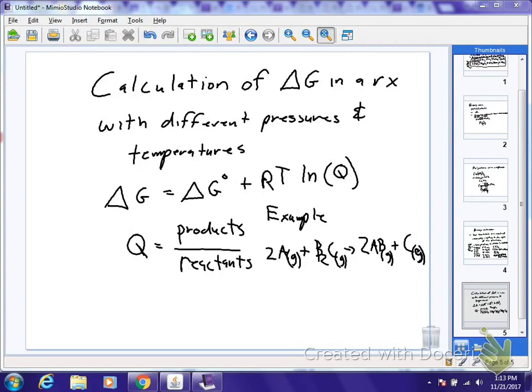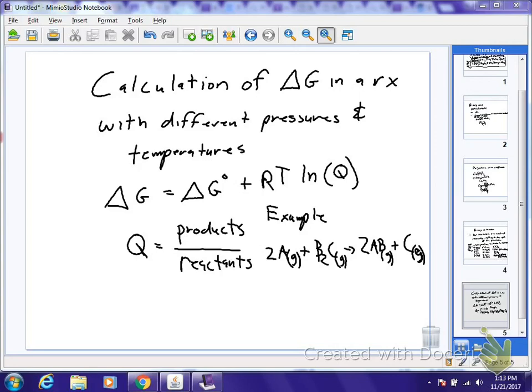So what is a reaction quotient? I made a fictitious reaction here: 2A plus B2C gives you 2AB plus C, and they're all gases. We would need to know all the partial pressures for all those gases. If it's a solid or liquid, it's not included in this calculation because it doesn't have a pressure.